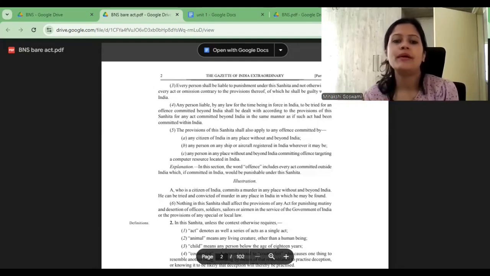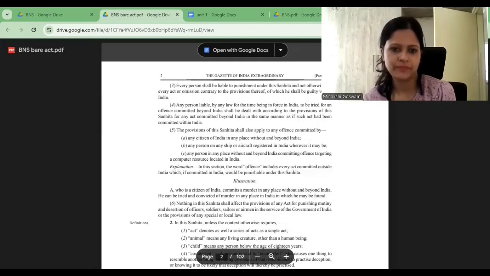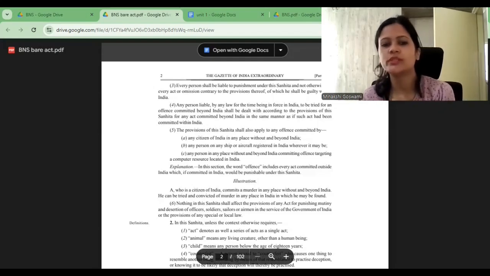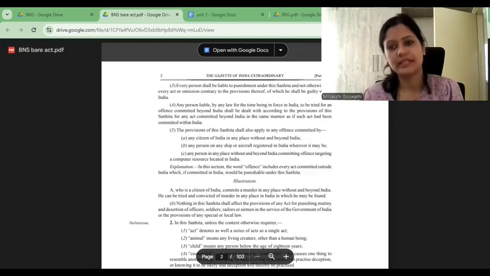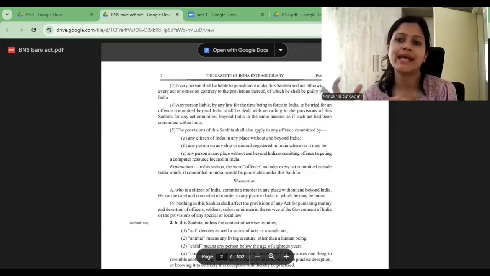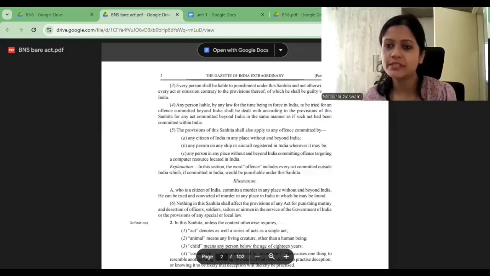Another example would be a military officer. A military officer commits mutiny while on duty outside India. So he was not in India, he was on duty outside India and he commits the offense of mutiny. So they can also be prosecuted under relevant military laws if they are there. If those laws are not in existence, they can be prosecuted under BNS provisions, because BNS clearly says that if there are some specific laws applicable to military and other such officers, they will be prosecuted under those provisions. And if nothing is there, then BNS applies.